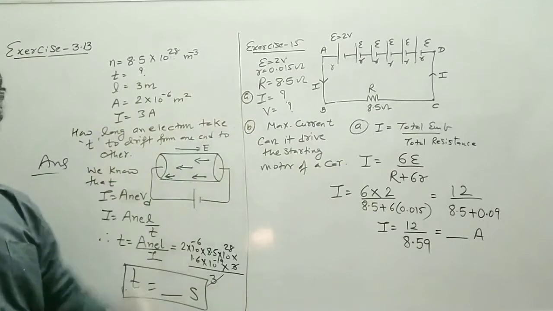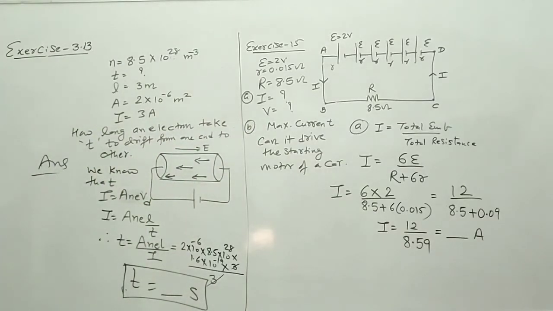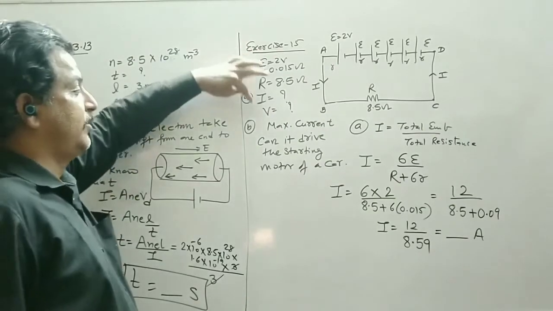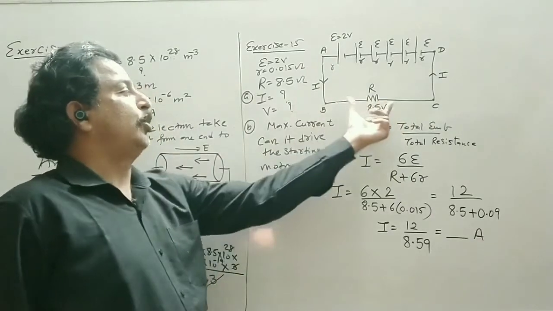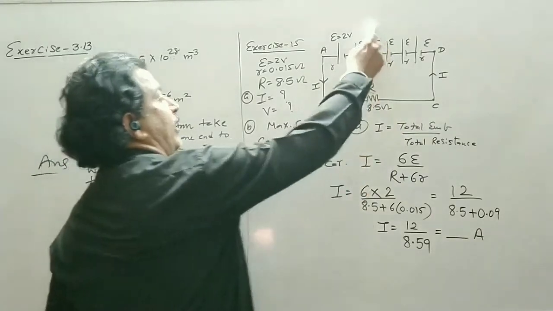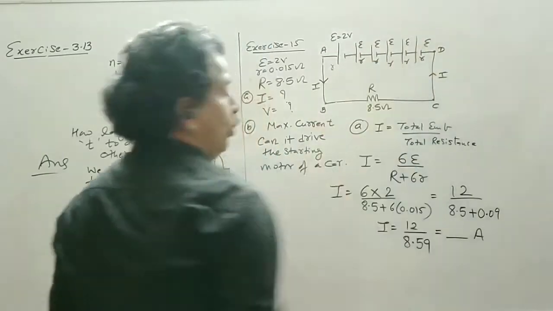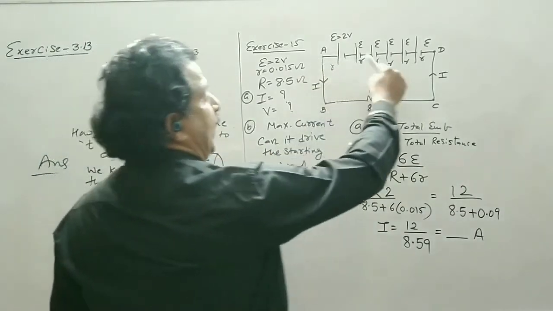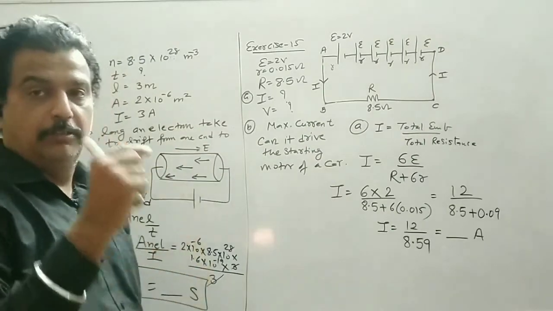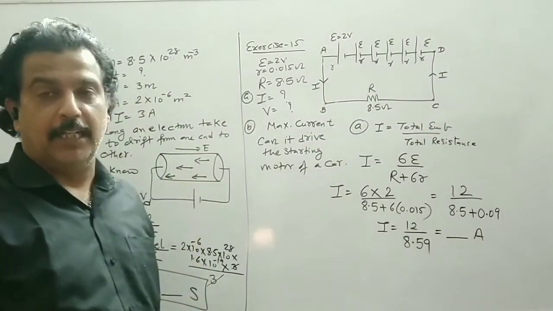Now I have to find out the terminal potential difference. Here the cells are being discharged, but we have to find out the terminal potential difference, that is V across capital R. We have to find out V, the terminal potential difference, which means the total available voltage is 12 volt. Total available voltage from the cell is 12 volt. Out of this there will be an internal resistance, so V is equal to E minus Ir.